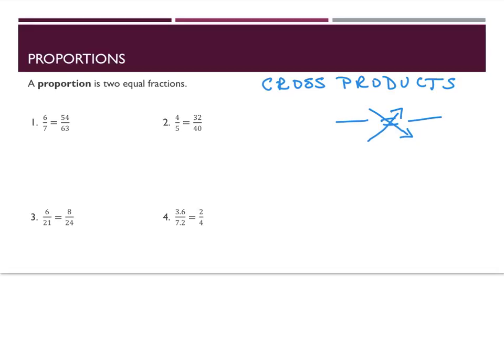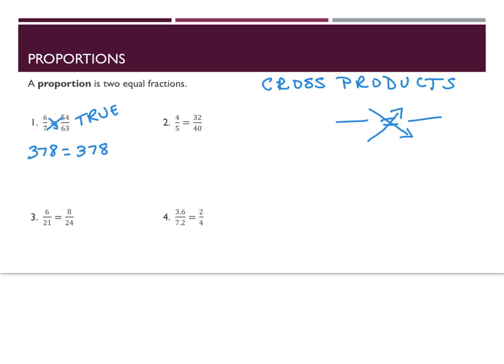It doesn't matter which order we do this in, but if we look at number 1, the first thing I'll do is 6 times 63. On my calculator, I get an answer 378. Then I'll go the other way. I want to multiply 7 times 54. That gives me 378. If that's equal, then the two original fractions were a proportion. The proportion was true.